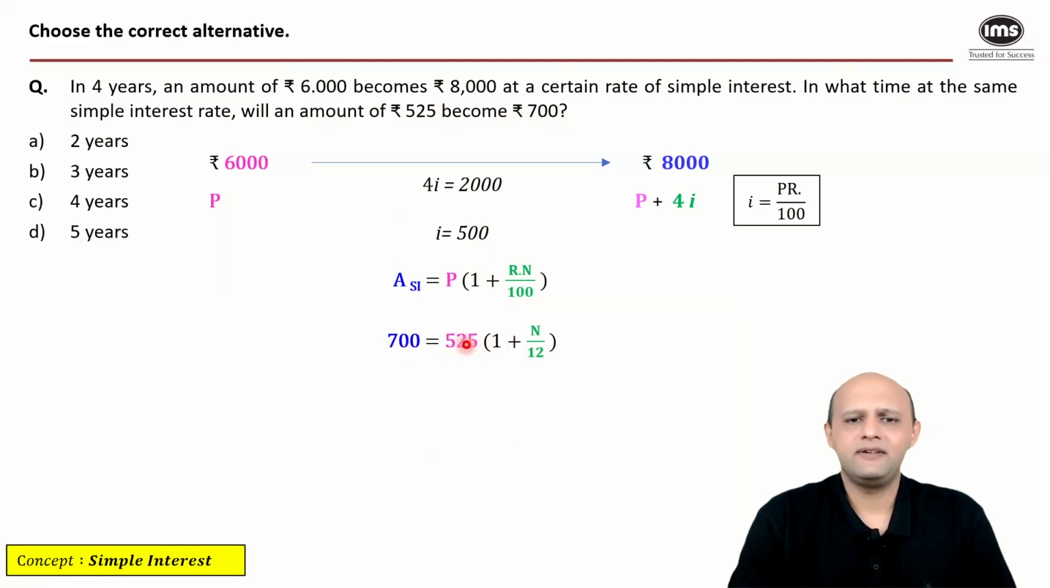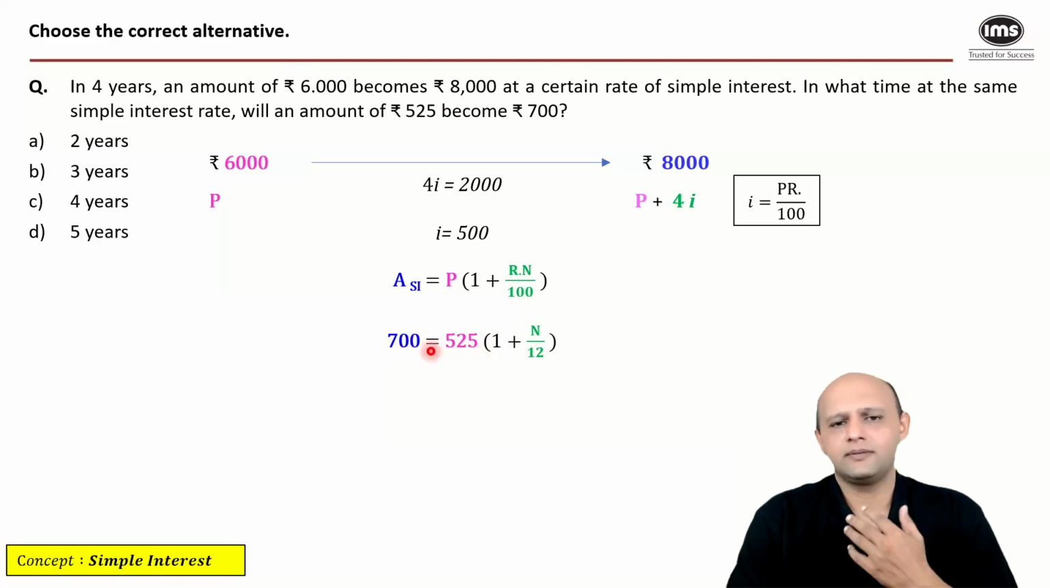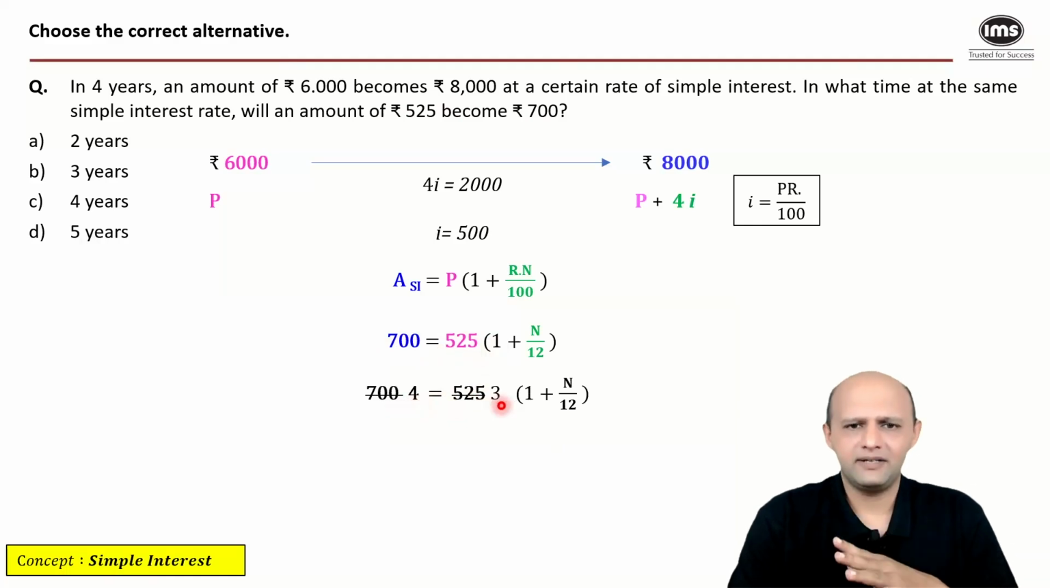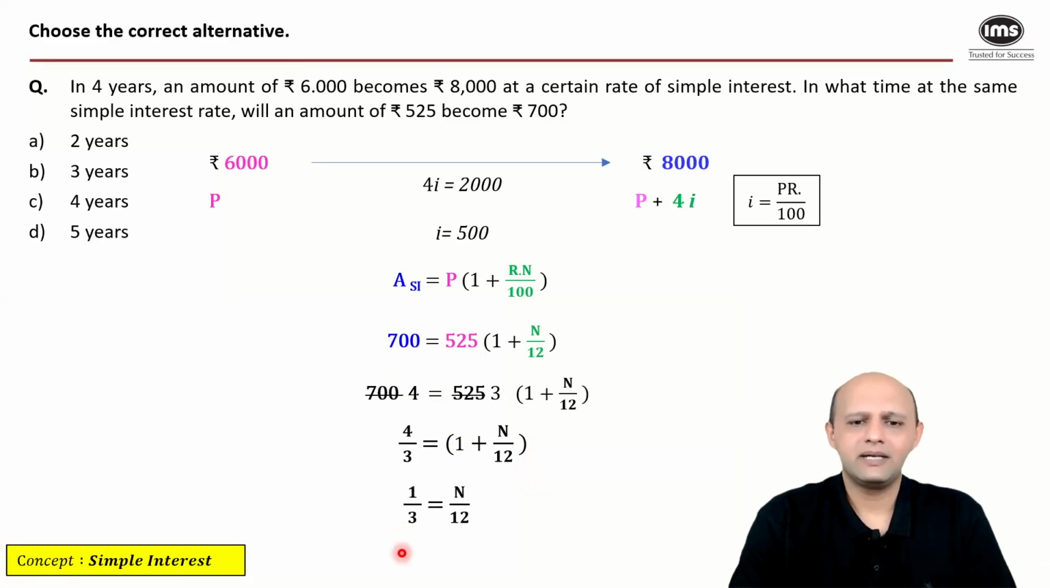If you closely look at 525 and 700, friends, this is the third multiple of 175 and this is the fourth multiple. Okay. If that is something that you're not able to visualize immediately, then you could step by step cancel out these two. Eventually, you will realize that they reduce to give you the lowest ratio of 4:3. Okay. So first cancel it out by 5, then by 5, and then eventually by 7. So what do you get? 4:3. So 4 by 3 is equal to 1 plus n by 12. Subtract 1 from this. You get 1 by 3 equal to n by 12. So therefore, n is equal to 4 years.